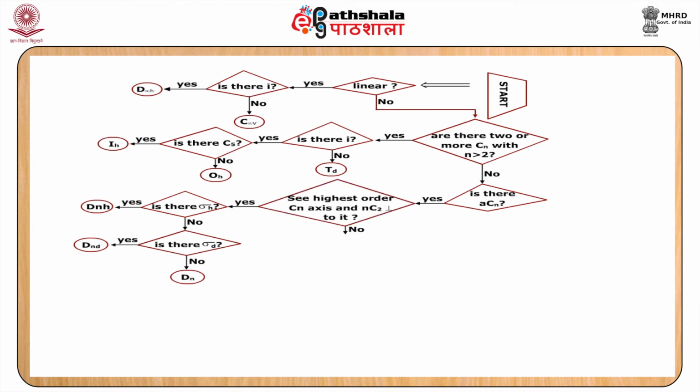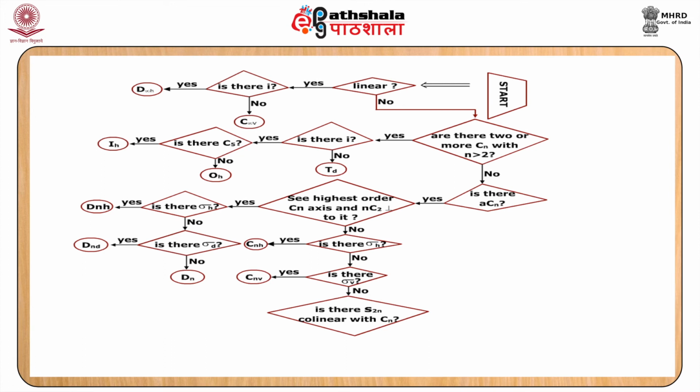If our answer says no, there is no perpendicular C2 axis. Is there any horizontal plane, that is a sigma h plane? If our answer says yes, then we will say it has the Cnh point group. Otherwise, we will go for the no part, where we ask if there are any vertical planes present, that is, sigma v planes. If we say yes, then our point group will be Cnv. Otherwise, we will ask if there are any S2n improper rotations collinear with Cn. If its answer is no, then our point group will be Cn. Otherwise, we will say it is simply the S2n point group.